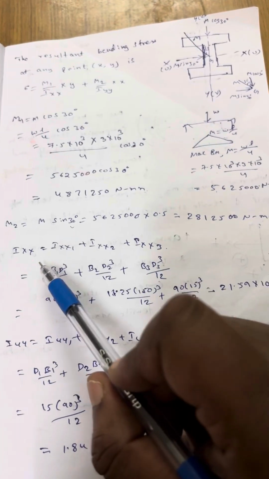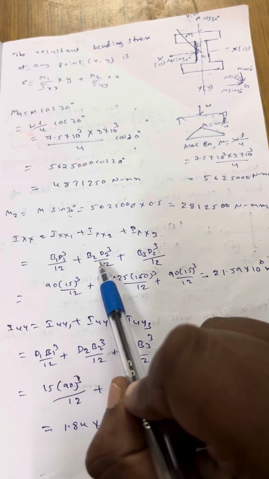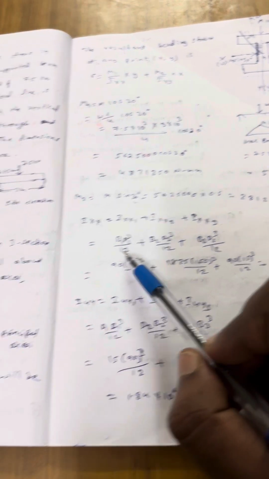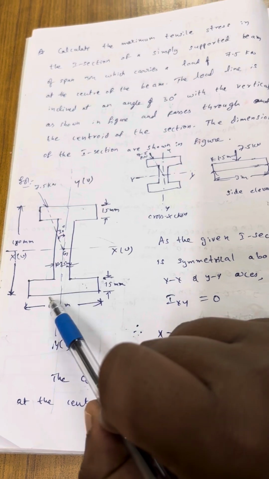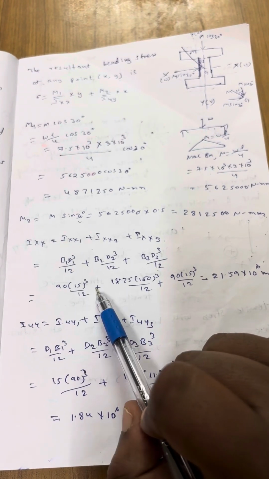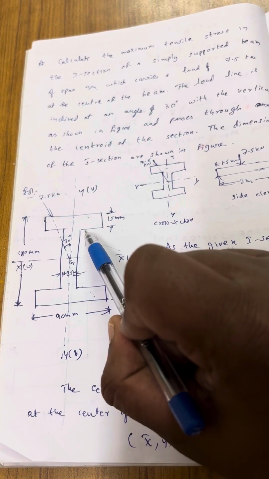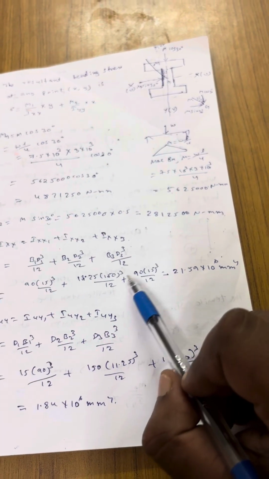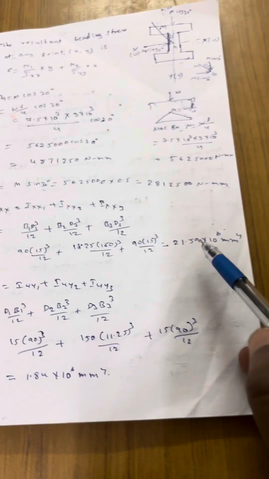As it is symmetric, the formula is Ixx equals Ixx1 plus Ixx2 plus Ixx3. So Ixx equals b1 d1 cube by 12 plus b2 d2 cube by 12 plus b3 d3 cube by 12. We know the b and d values because if we divide it into three parts, first, second, and third. Here b1 is 90, d1 is 15, so 90 into 15 cube by 12. Next, b2 is 11.25, d2 is 180 minus 15 minus 15, so it is 150, so 150 cube by 12. Next, 90 into 15, bd cube by 12. You will get Ixx.